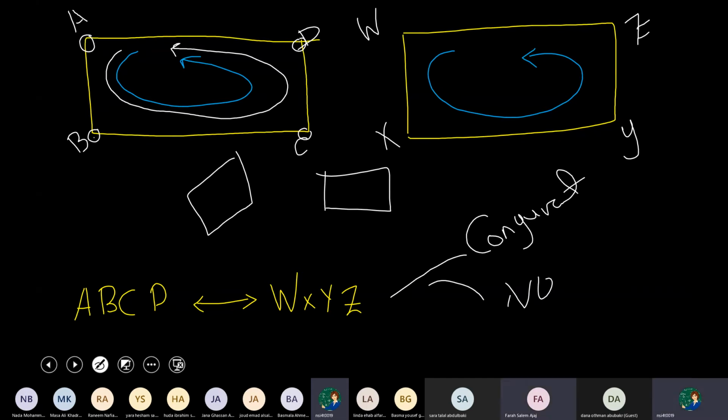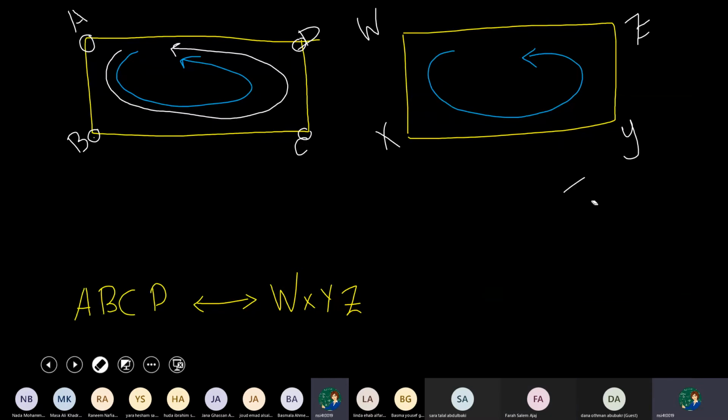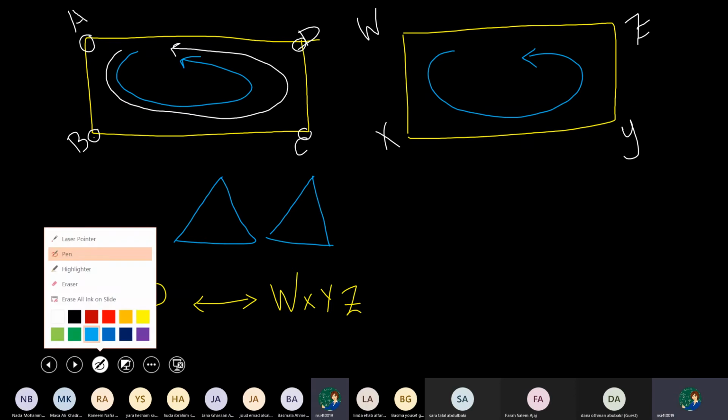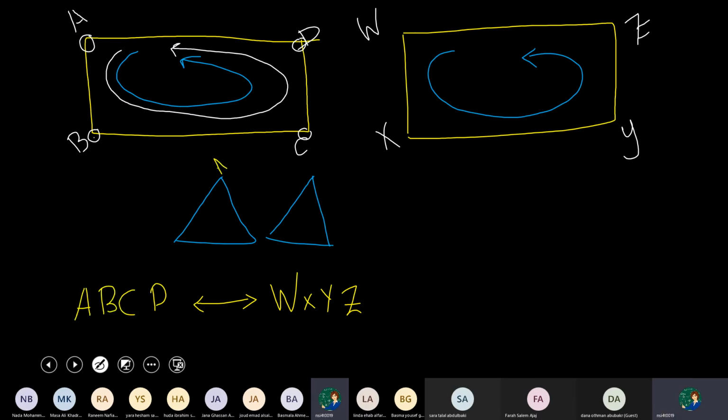So the first thing, don't forget about it now: if I want to draw the shapes, you have to make them corresponding. Shape ABCD corresponds to WXYZ. If you started with them, as an example, these two triangles here, I will name them, look here, A, B, C.